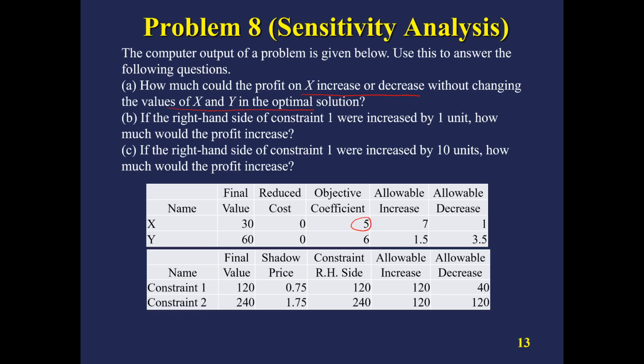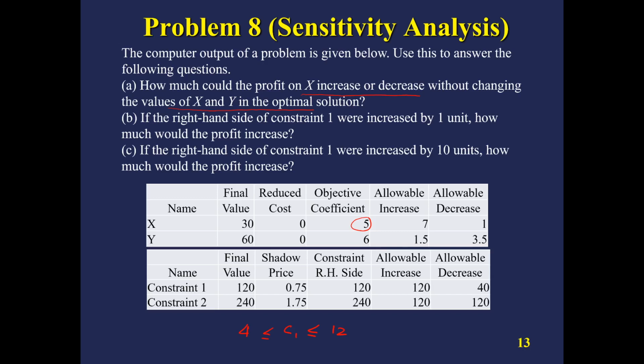Okay, so it's very easy. You can see that C1 is 5, plus 7, so the allowable increase is 12, and the allowable decrease is 5 minus 1, which is equal to 4. That's it. So this is the answer for this part A.